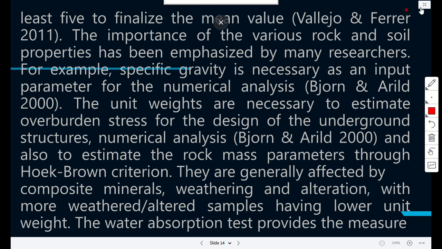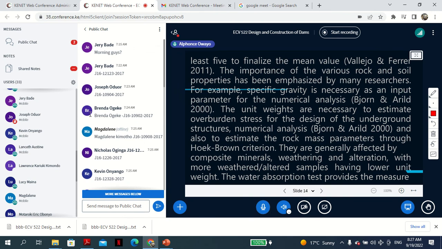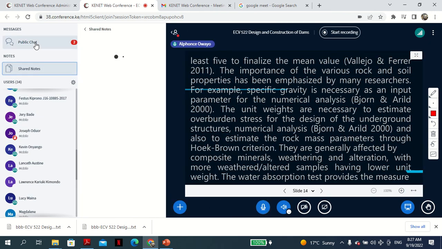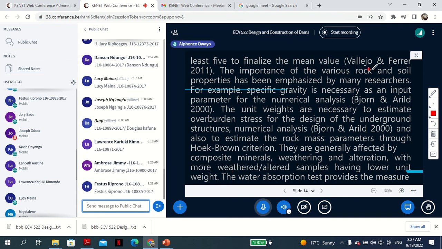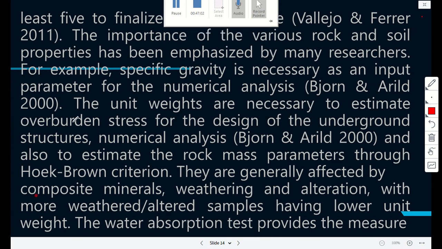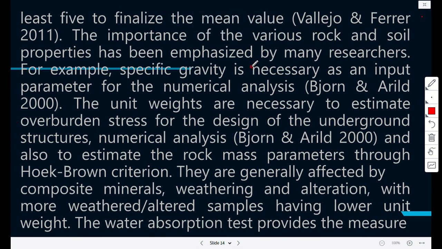In ordinary laboratory circumstances, you usually just do three tests and find the average. But now here you have to do at least five so that you're able to get an average to use. The importance of the various rock and soil properties has been emphasized by many researchers. For example, the specific gravity is necessary as an input parameter.